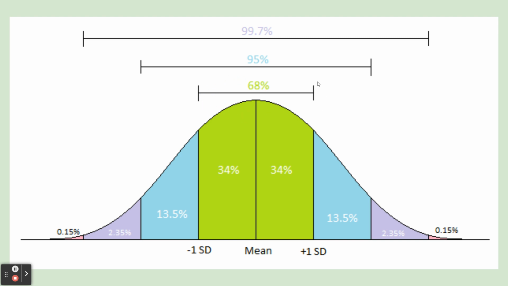68% of the scores in my data set fall between one standard deviation on either side of the mean. 95% of scores or data in my set fall within two standard deviations of the mean. And 99.7% of all values in the data set fall within three standard deviations of the mean.